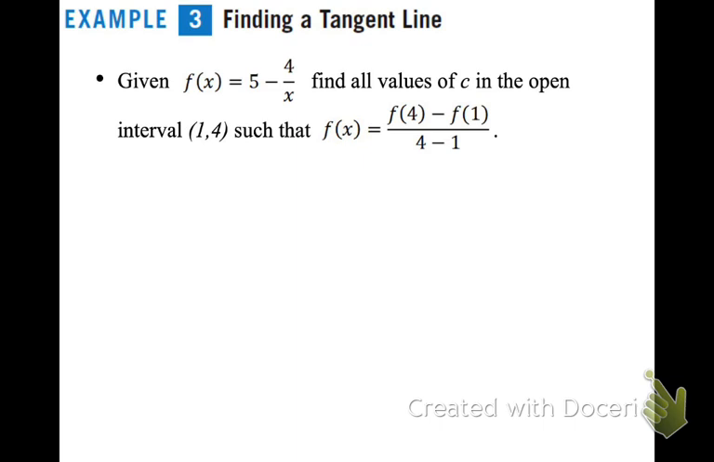Okay, given f of x equals 5 minus 4 over x, find all values of c on the open interval of 1 to 4. So, open interval, are 1 and 4 included? No, open means not. Such that f prime of c equals f of 4 minus f of 1 over 4 minus 1.